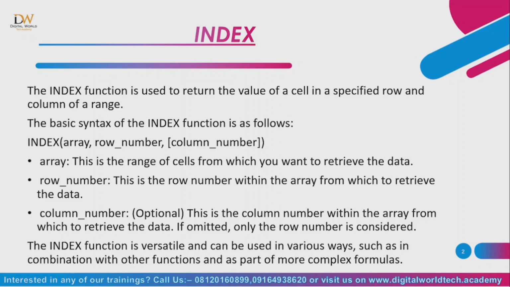Then the next thing we have is the row number. This is the row number within the array from which to retrieve the data. So now you have your array, and the next thing Excel will ask for is the row number. Which row within this array are you trying to retrieve this data from? That will be the next question Excel will ask you. And then the last one is the column number.